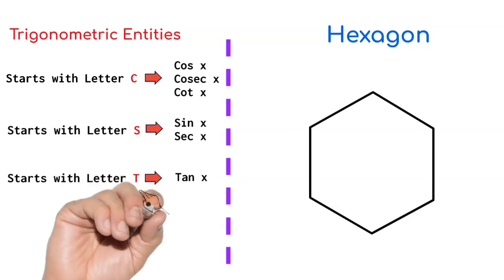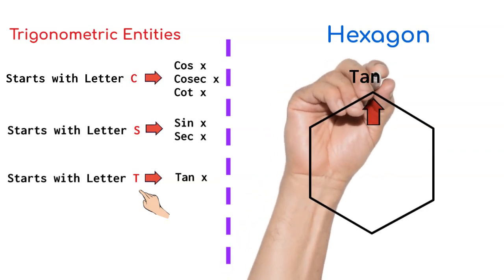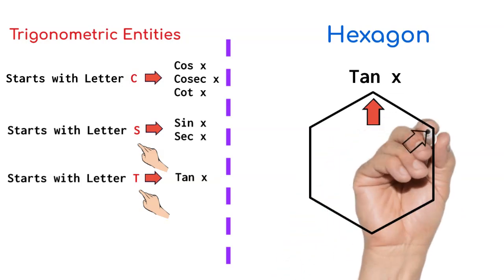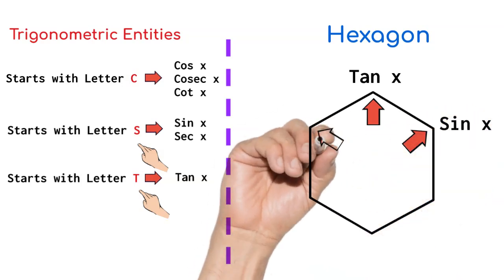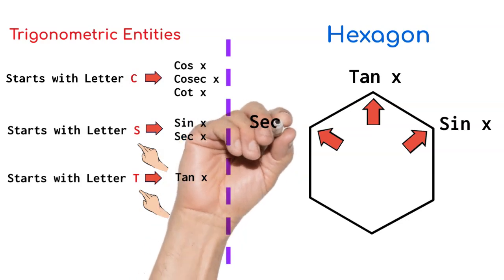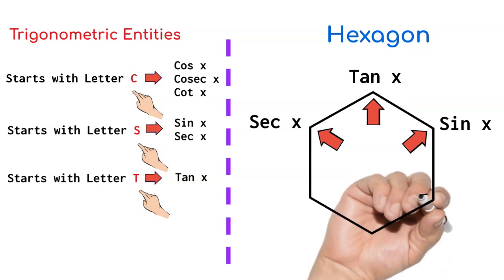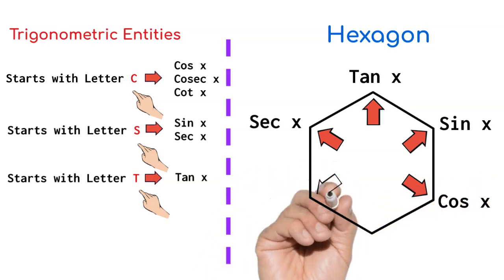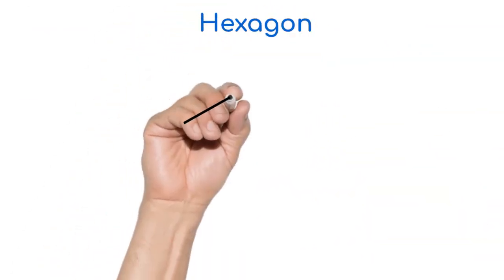First, the trigonometric function with the letter T will be placed at the top, that is tan x. The trigonometric functions with the letter S will be placed at the top right and the top left. That is sin x at the top right and secant x at the top left. Now, the trigonometric functions with the letter C will be placed at the bottom right and the bottom left. That is cos x at the bottom right, cosecant x at the bottom left, and cot x at the bottom. So let's see one more time.